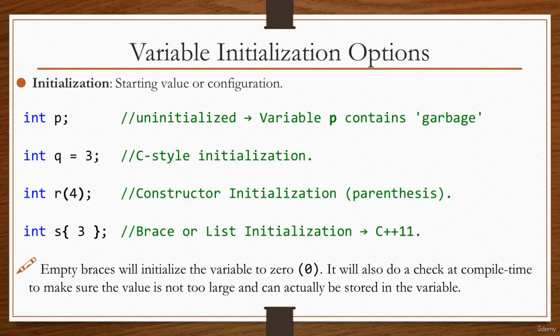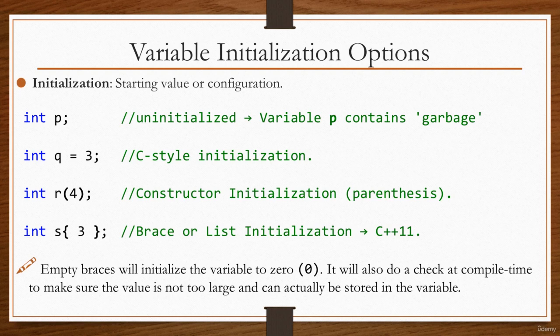In the first statement we declare a variable p, so int p and the semicolon. Now the variable p is uninitialized, so it's going to contain garbage. In the next statement we declare and initialize the variable q, also of type int. That is basically the older C-style initialization.